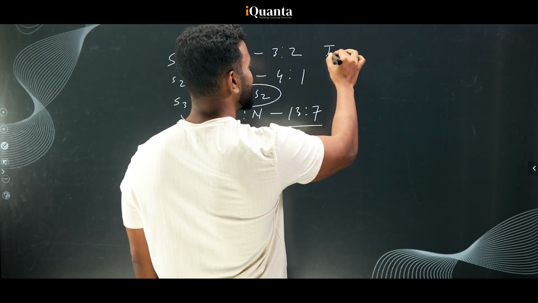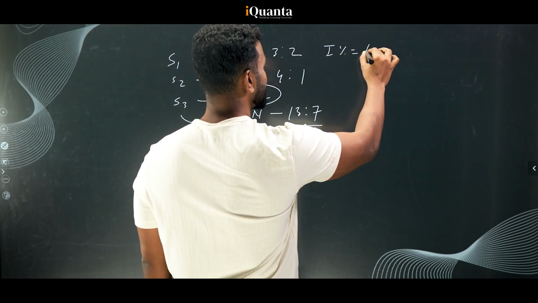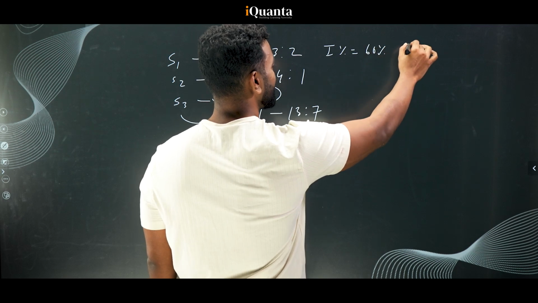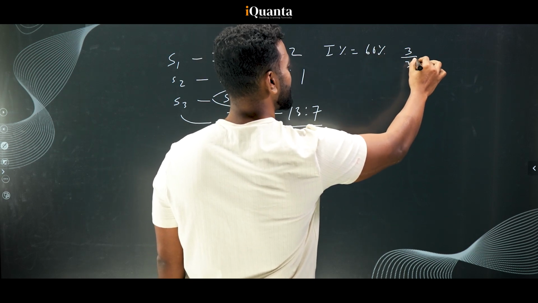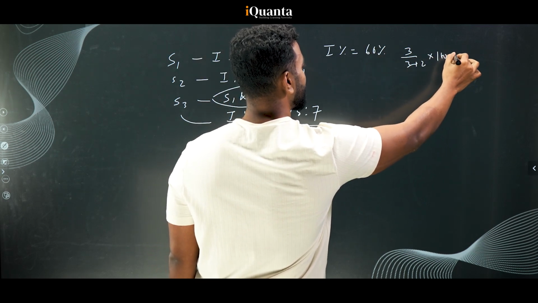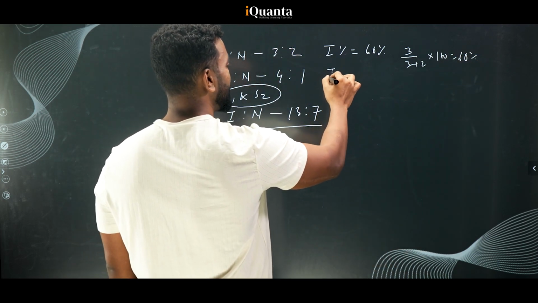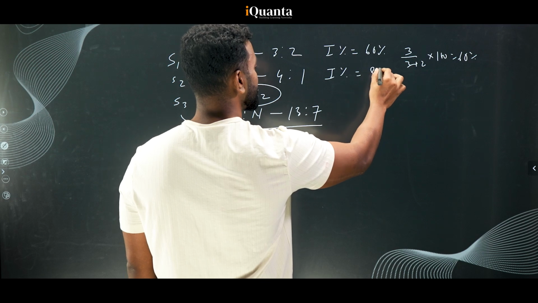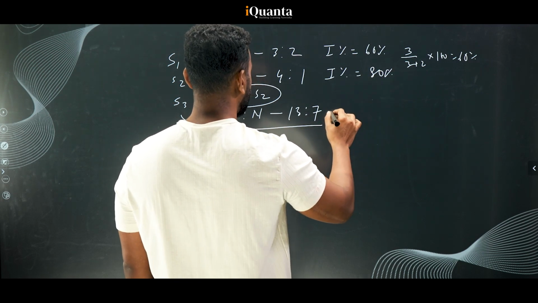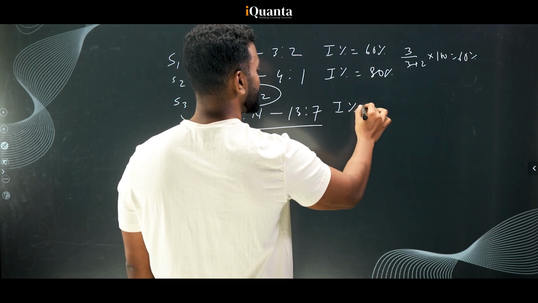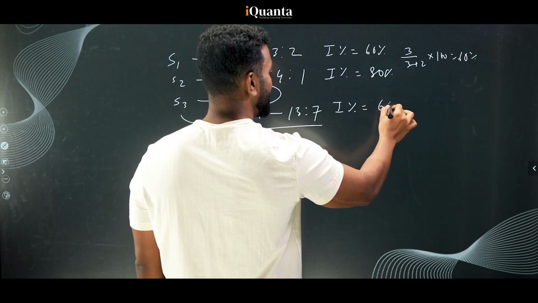So in S1 the iron percentage is 60%. How is it 60? It is 3 upon 3 plus 2, into 100. In this way I can find the percentage, that is 60%. What is the iron in S2? Iron in S2 will be 80%, right? And the iron percentage in S3 will be 13 upon 20, that is 65%.